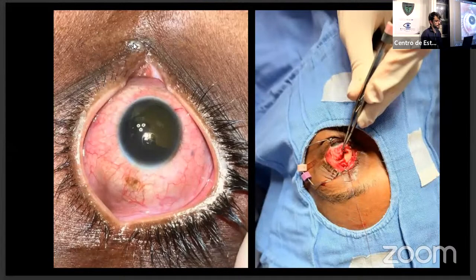I have some photos of the intraoperatory moments. We can see that the eye was quite similar to that last photo that I've shown you before. And here we have some steps of the surgery. It was performed without any complications.